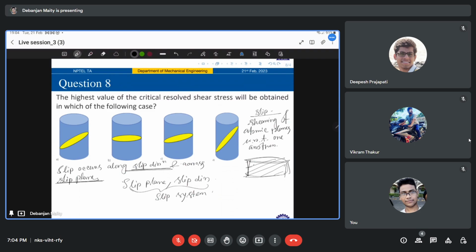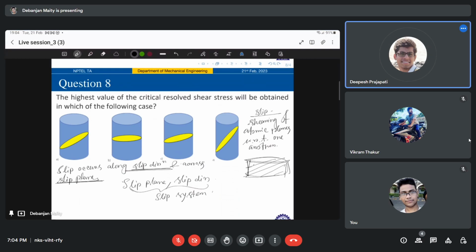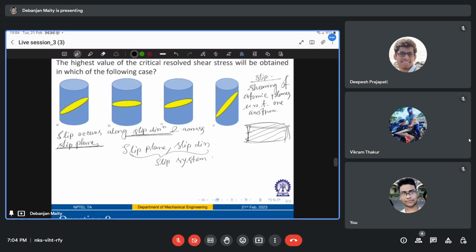Now the stress at which slip starts in a crystal depends on the relative orientation of the stress axis with respect to the slip plane and direction. Are you getting it? So let us try to understand how you can find out the critically resolved shear stress. Then it will be easy to answer this question.